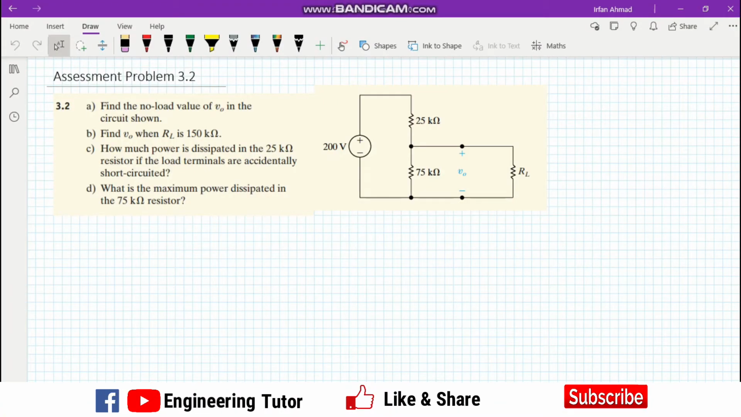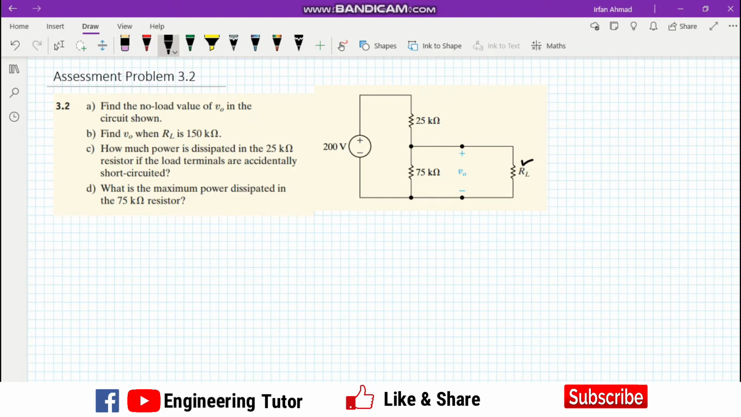Hello students, welcome back. This is assessment problem 3.2, which is a very interesting problem, and it basically illustrates the concept of the loading effect. Here we have a very simple series circuit in which a load resistor is connected across the 7 kilo ohm resistor. It is asking us to find the no load value of V naught in the circuit shown.